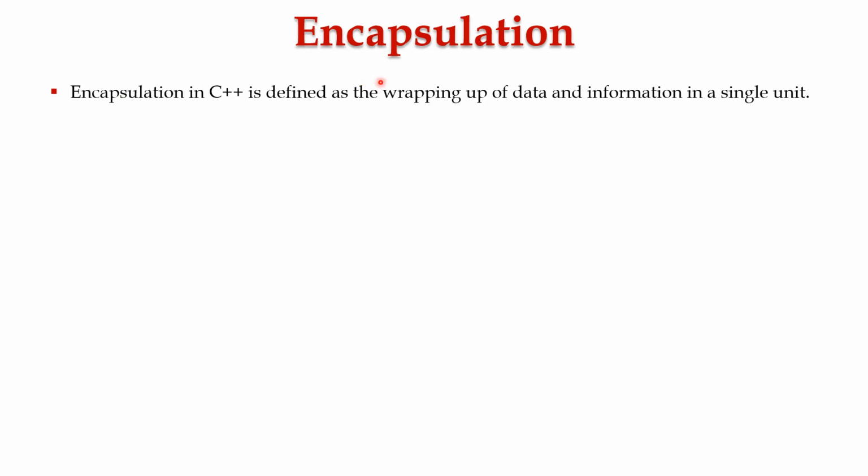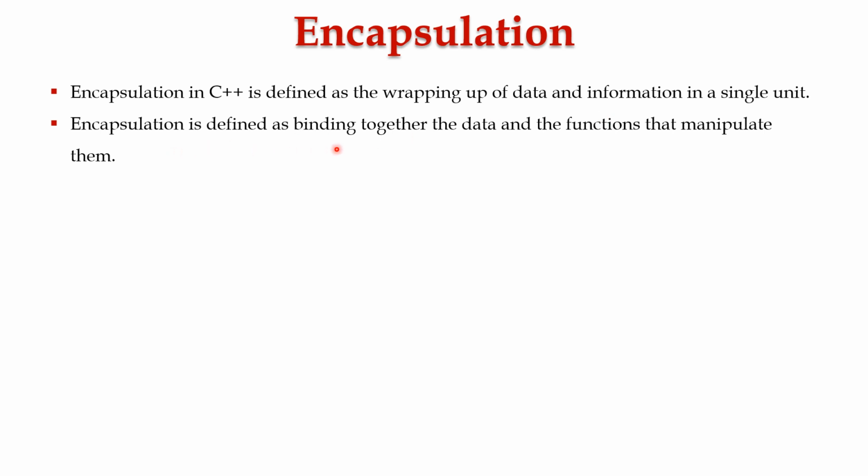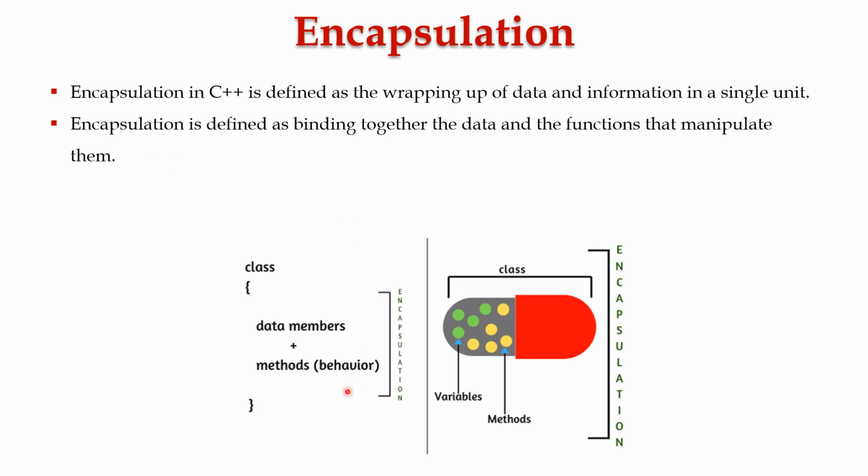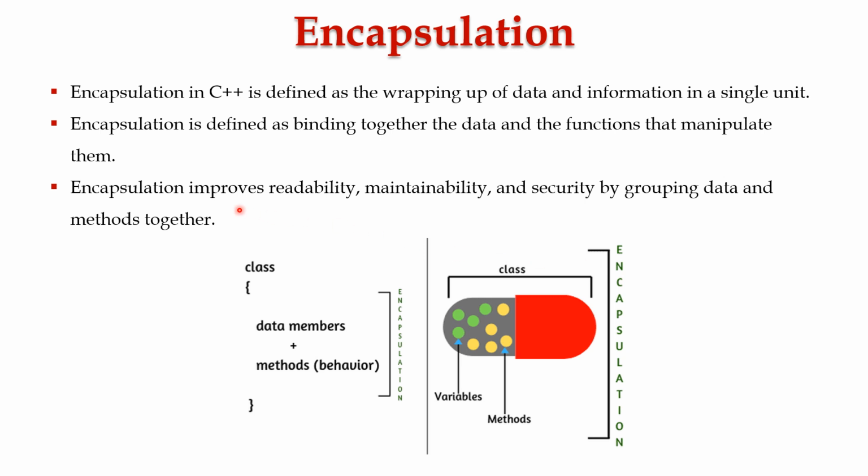Next, encapsulation. Encapsulation is nothing but wrapping up of data and information in a single unit. Encapsulation is defined as binding together the data and the functions that manipulate them. So the picture depicts the class, where a class consists of data members and methods. Wrapping up of variables and methods into a single unit, which is called a class, is called encapsulation. Encapsulation mainly improves readability, maintainability, and security by grouping data and methods together.